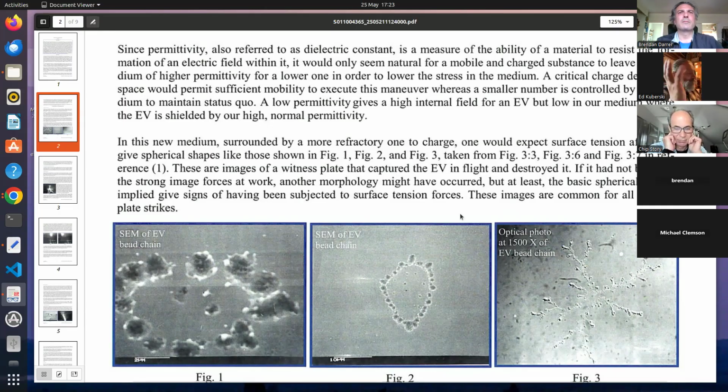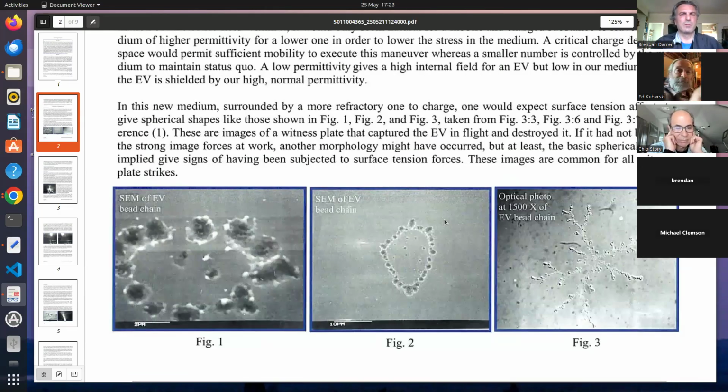So they're saying when it's in that EV mode, it's actually shielded.